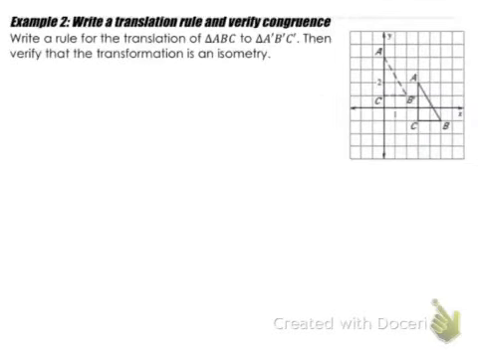In example 2, we have to write the translation rule with proper notation and verify its congruence. So it says write a rule for the translation of triangle ABC to triangle A prime B prime C prime. Then verify that that transformation is an isometry. So looking at the directions right away, we have to understand what we're reading. So triangle ABC is our preimage. Triangle A prime B prime C prime is our image, and an isometry is talking about after transformation, is size and shape preserved, or is the preimage congruent to the image?